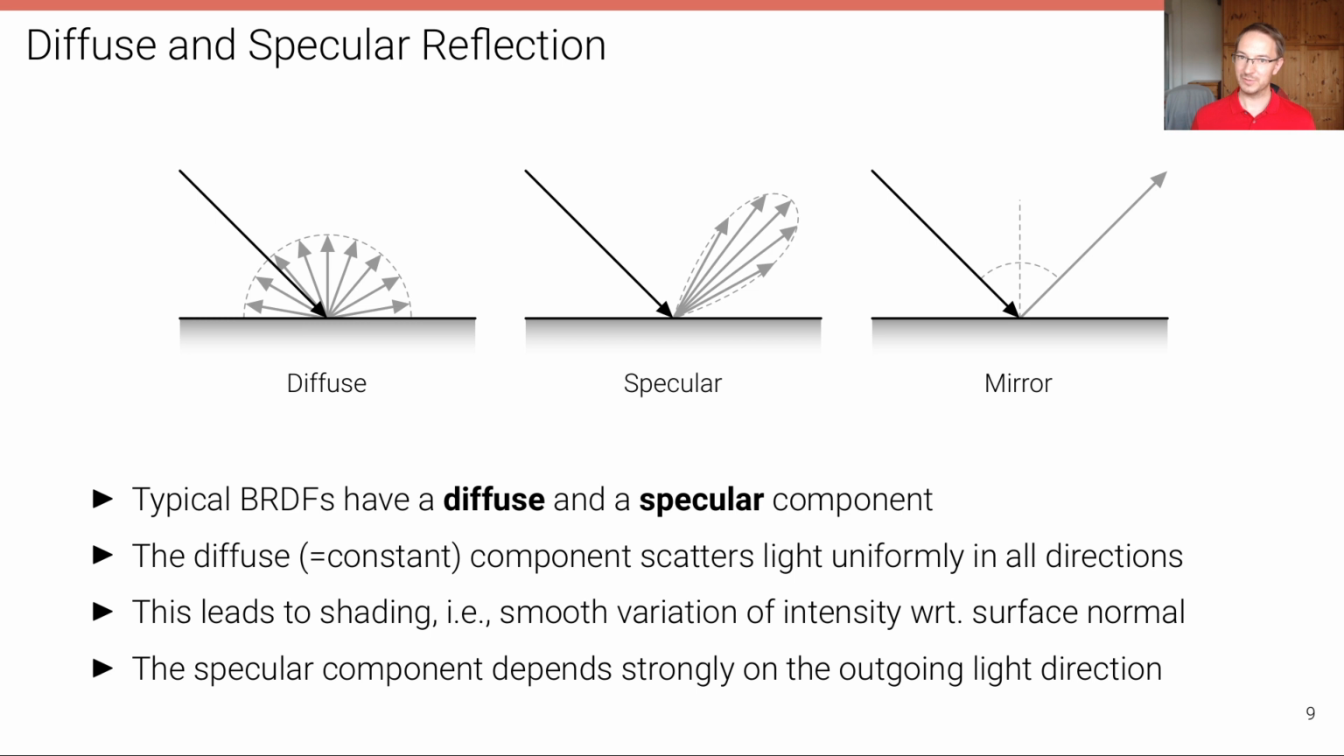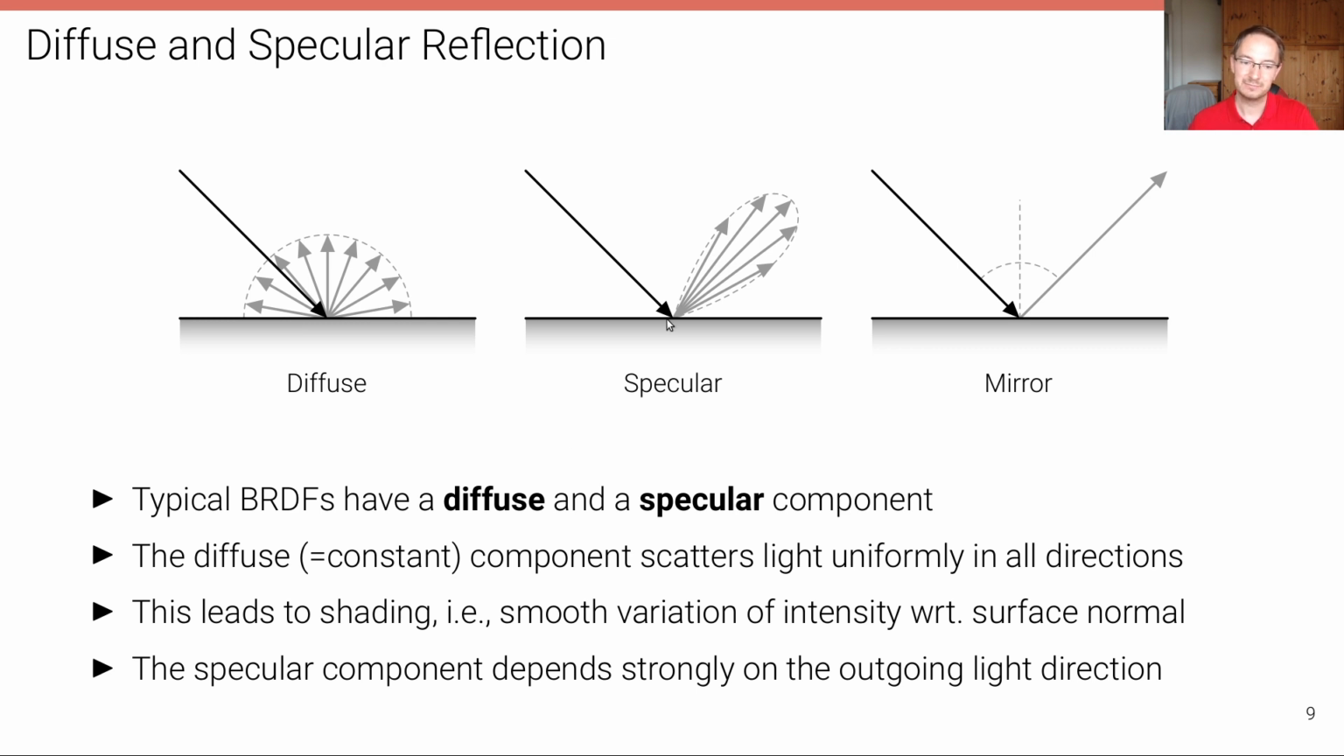Typical BRDFs have diffuse and specular components. We've already learned about this, where diffuse components scatter light uniformly in all directions. And this leads to the shading variations that we see. This leads to the shading variations of the sphere and the face that we've seen in the motivational part in the beginning.